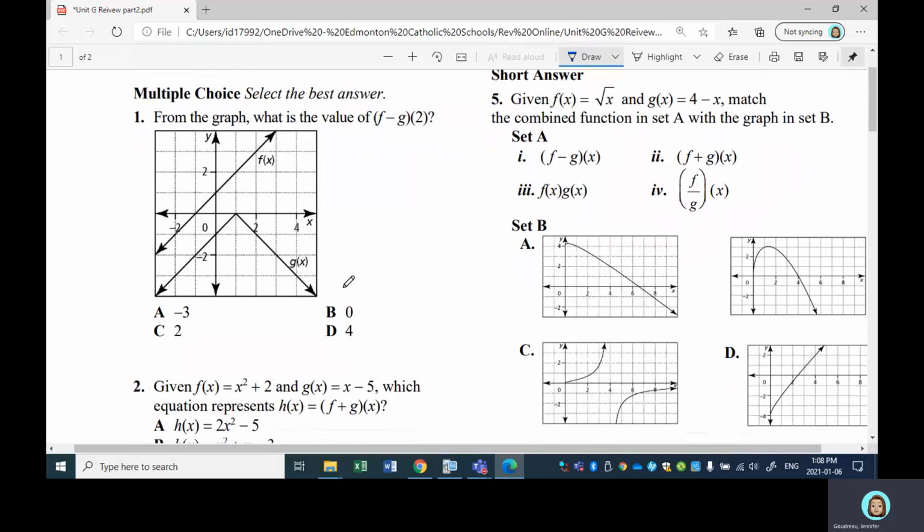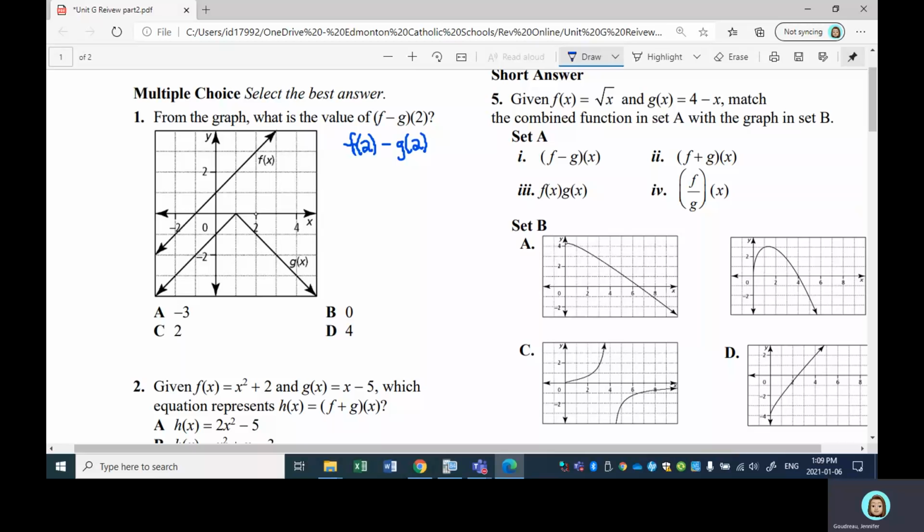Number one is actually a multiple choice question. It says, from the graph, what is the value of f minus g at 2? Okay, so f minus g means we're taking the function f at x and subtracting g at x, and we are doing that at a specific x value, which is 2. So we could rewrite this as f at 2 minus g at 2. Please keep in mind, this doesn't mean f minus g times 2. It's function notation, so it's f minus g at 2: f at 2 minus g at 2.